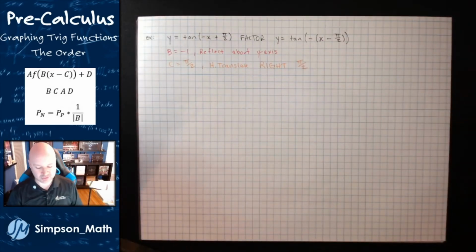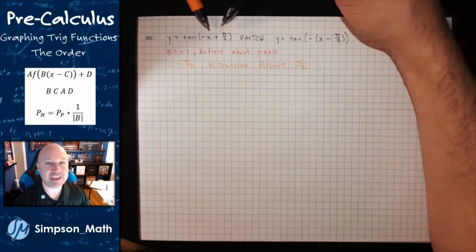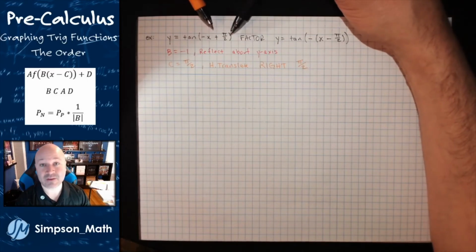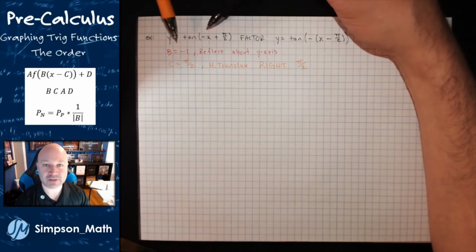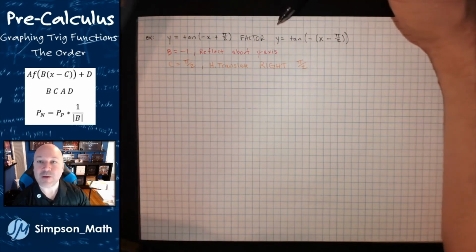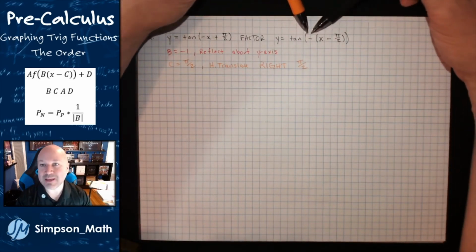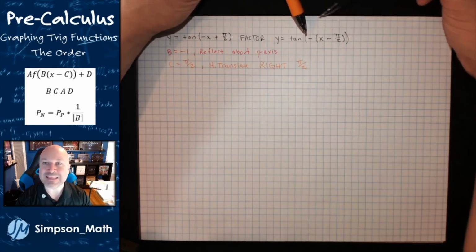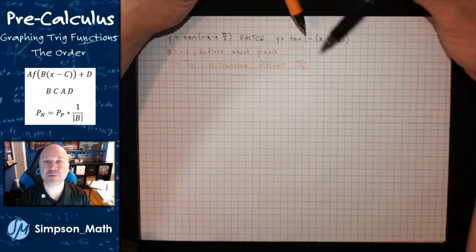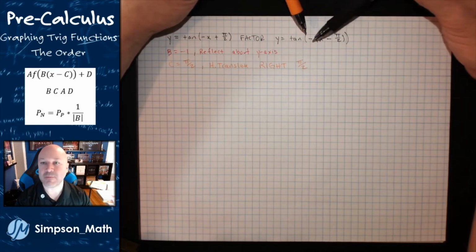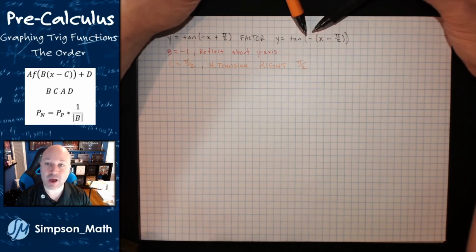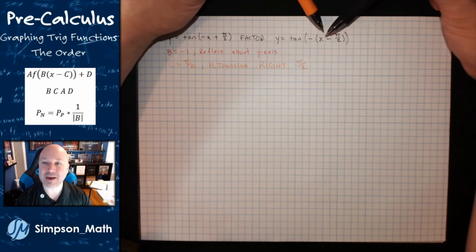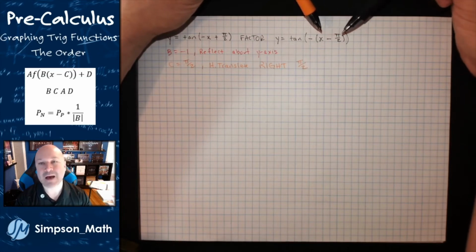So you could imagine a lot of students seeing the plus pi halves and thinking, oh, I need to go left. But no. We need to factor out any sort of b value, so the b is being distributed to both. In this form, we can apply the transformation rules. So I have a b that's negative, reflect about y. A c that follows a minus sign, so I need to move right pi halves.